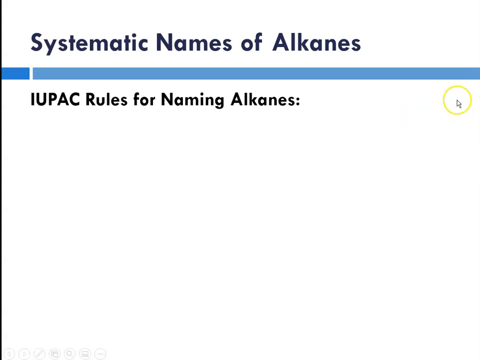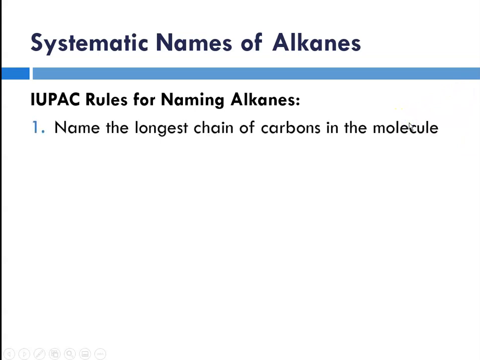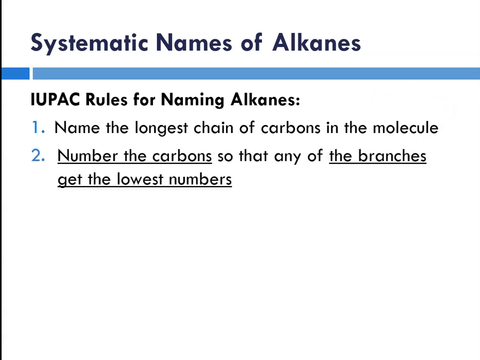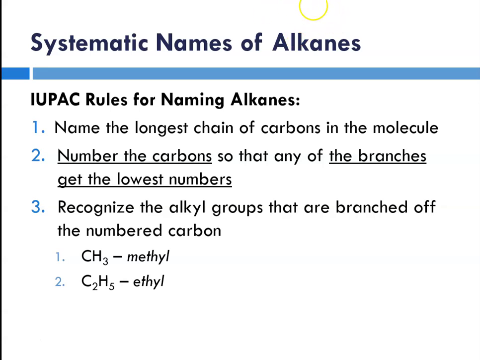We also use something called, in the systematic naming of alkanes, the IUPAC rules. That states that you start by naming the longest chain of carbons that you can find in a molecule. Then you number the carbons so that the branches get the lowest numbers. If they happen to have any branches on them, you always try to number them so that the lowest numbers possible are given to the branches. Then we have to recognize what those little groups are. The branches are called alkyl groups, and they are named using the same prefix convention. If there's only one carbon in a branch, it's a methyl group. If there are two carbons, it's an ethyl, and so on.